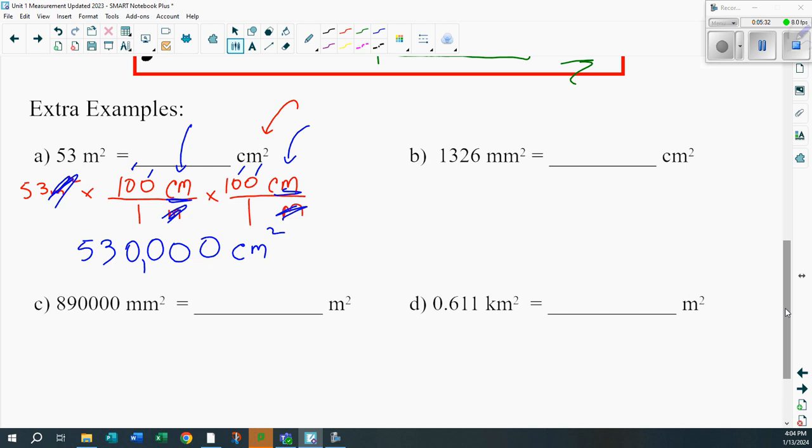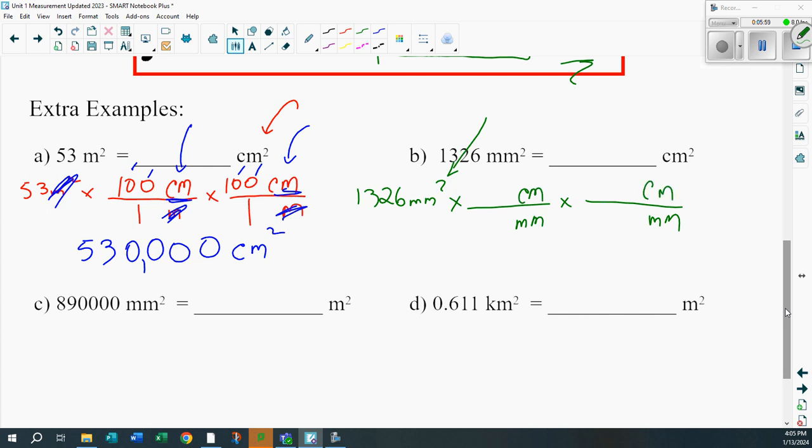Let's go. Oh, woohoo. Okay, here we go. Let's look at B. B says 1,326 millimeters squared. Now, I know you're thinking already, aren't you? That number tells you how many times you have to do the conversion. Not just once, but twice, right? You want to convert this into centimeters, this into centimeters.